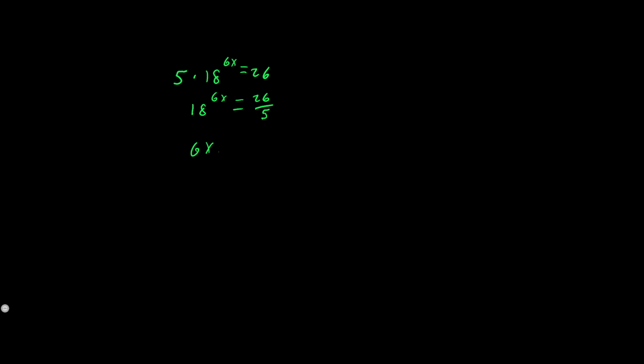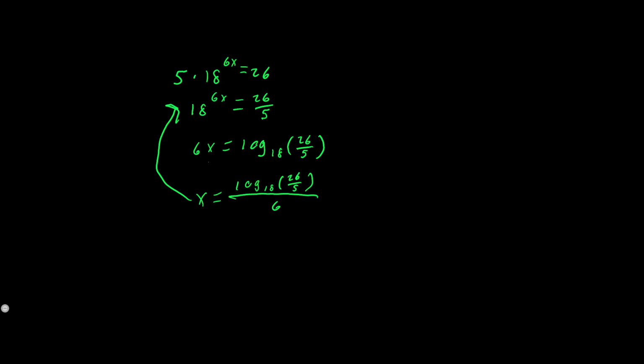So we just have 6x is equal to log 18 of 26 divided by 5. And we can expand this, but we'll leave it like that. And just to get x, we just divide by 6, giving us log 18 of 26 divided by 5, all divided by 6. So that is the solution to our exponential equation.